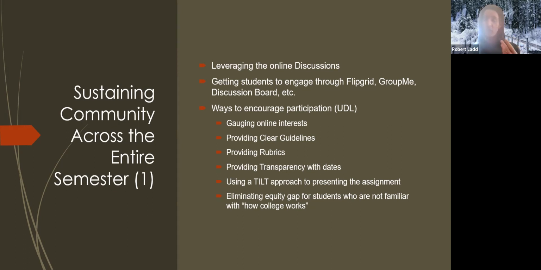We also encourage participation through UDL, which is Universal Design for Learning. If anyone would like a Universal Design for Learning course shell, we have one through the Teaching Center. It's empty. It's free. All you got to do is upload the cartridge, and it builds it out all the way through all 15 weeks. But what it does, it allows you to gauge online interest, provides clear guidelines, gives clear rubrics, and in all ways is using this idea of transparency, which we already know from TILT. And it eliminates that equity gap for students who are not familiar with how college works, because everything is listed out step by step.